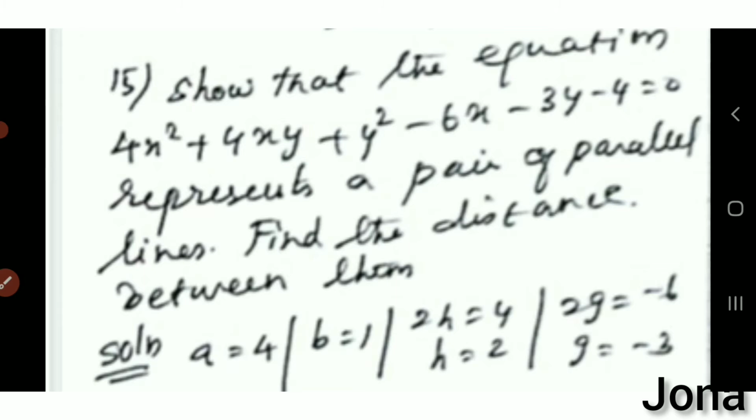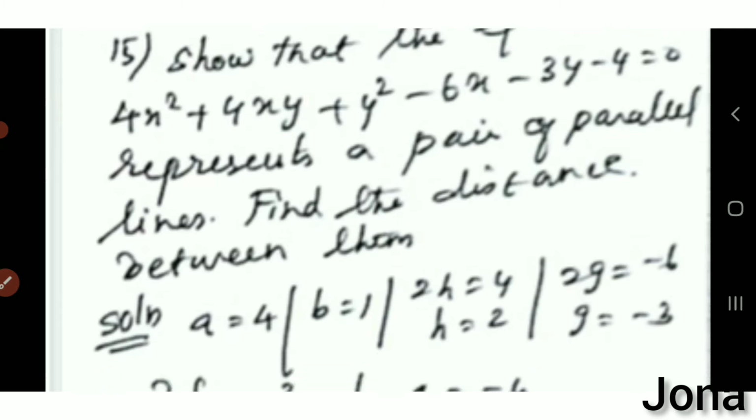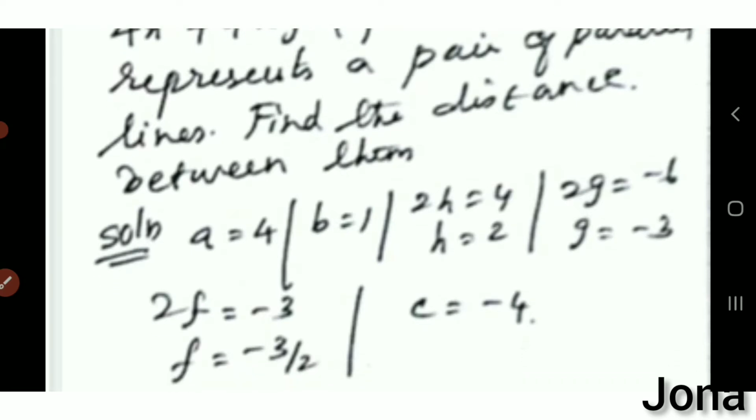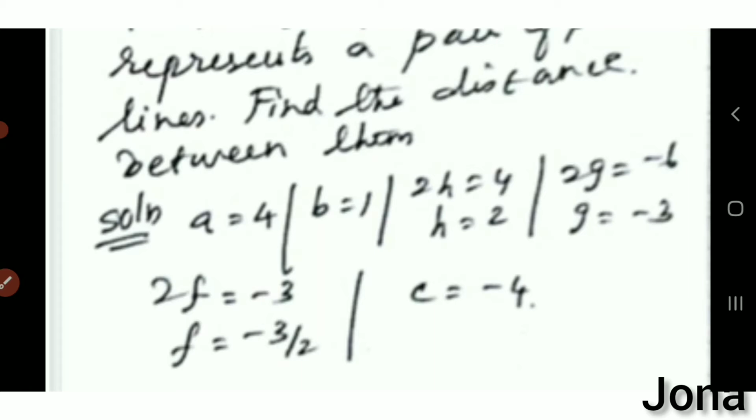So, we can compare this a is 4 and b is 1, 2h equal to 4, therefore h equal to 2, 2g equal to minus 6, therefore g equal to minus 3, 2f equal to minus 3, therefore f equal to minus 3 by 2, c equal to minus 4.